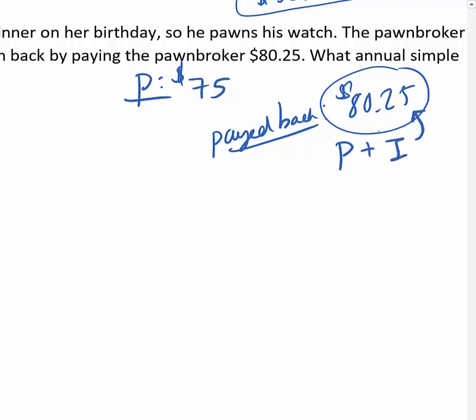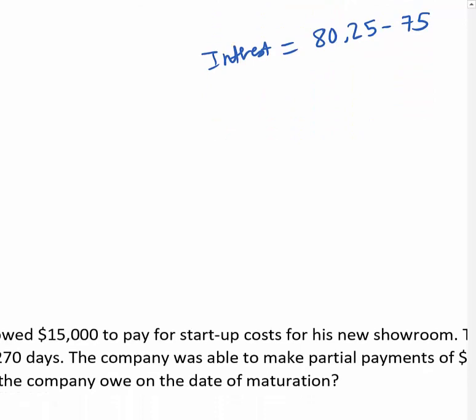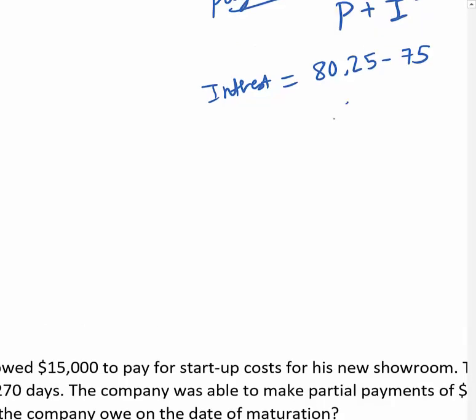So if $70 of that was principal, the rest must be interest. Interest is the amount that he paid back minus the principal, right? Because what he paid back was not only the principal, but the interest as well. So the leftover, once you take away the principal, must be the interest that he paid, $5.25.